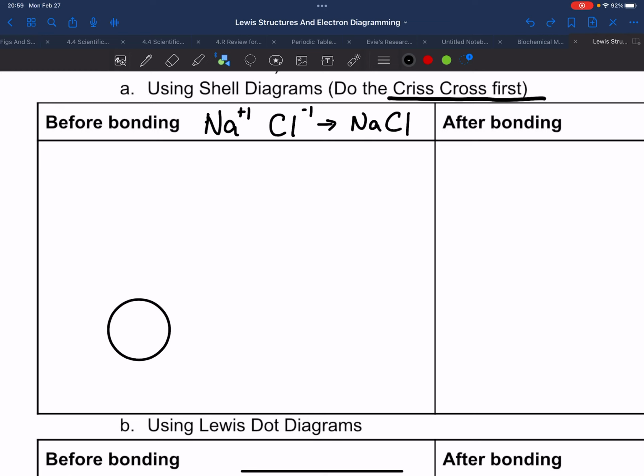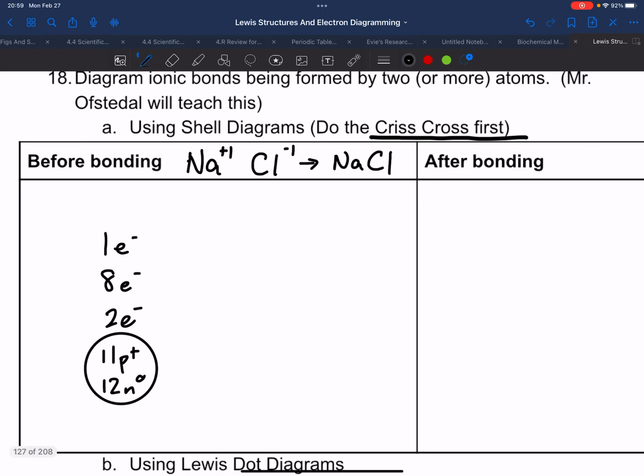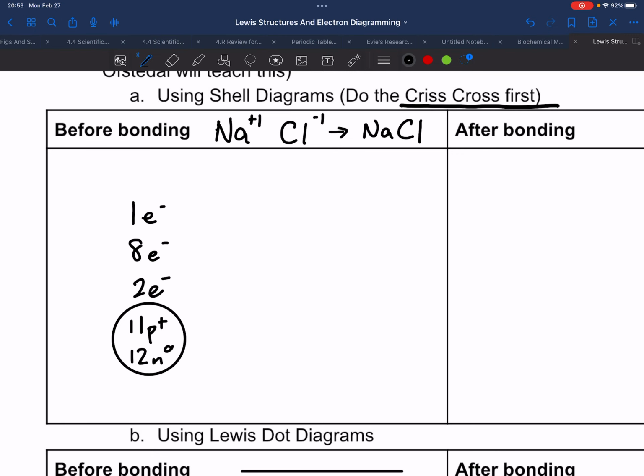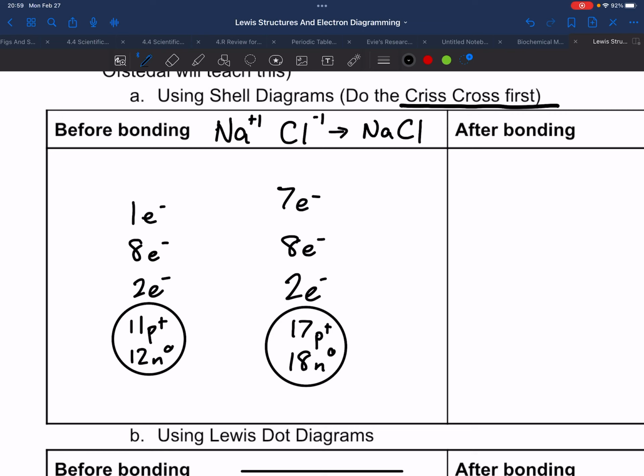I have 11 protons, I'm sorry. Apparently I am still drawing those 11 protons, 12 neutrons, okay, and 2, 8, and 1. Reminder, this is number 18 on your packet, so please follow along with number 18 on your packet right now. And when we have 17 protons and 18 neutrons for chlorine, 2, 8, and 7.